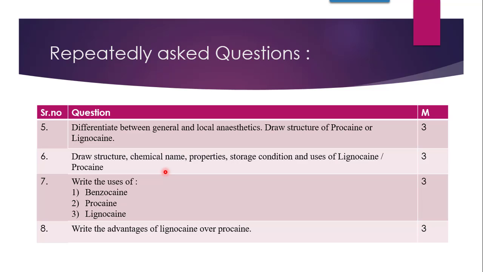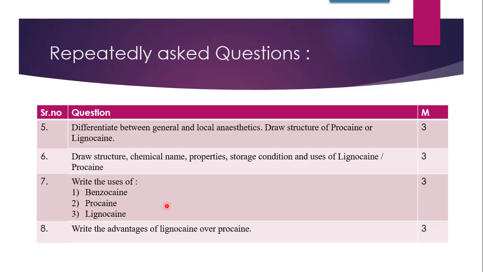Next question. First is benzocaine. We have asked procaine and lignocaine. Earlier also we have seen these are very frequently asked drugs in the examination. Along with that, separately on the uses, the question is asked on benzocaine. But for benzocaine, you are supposed to write down the same uses that you write for procaine. Then question number 8: write the advantages of lignocaine over procaine.